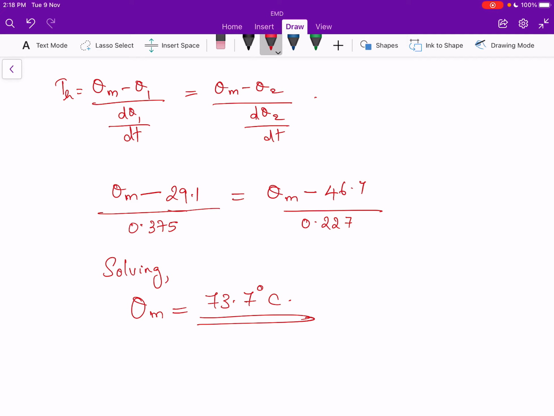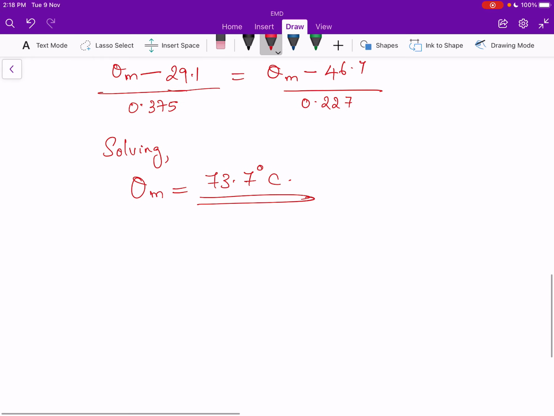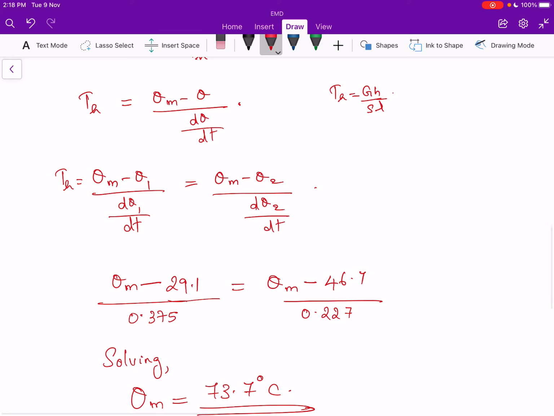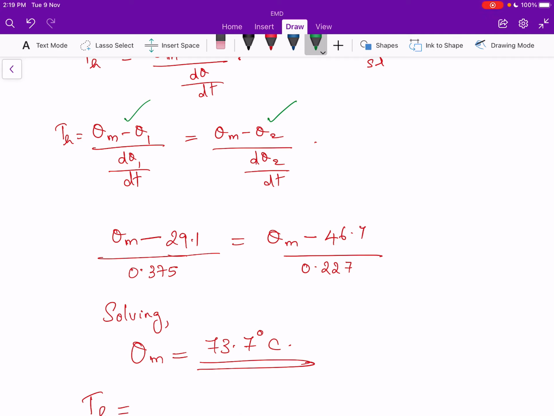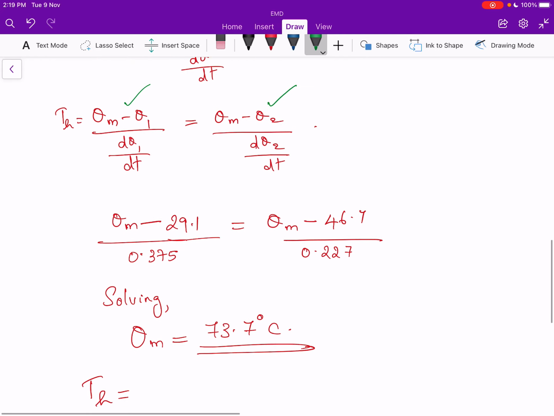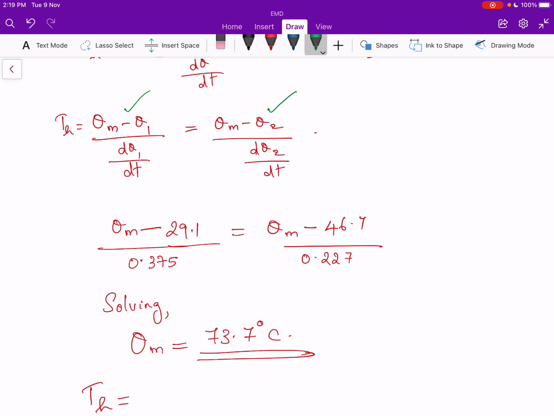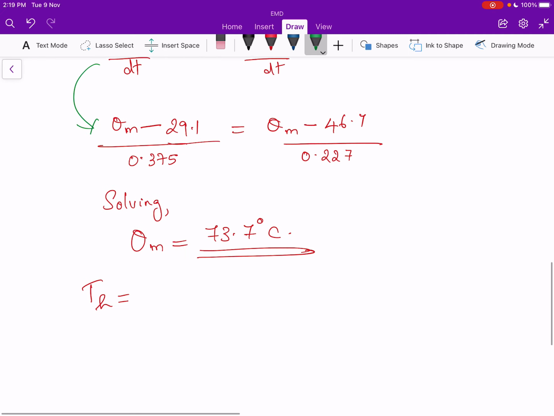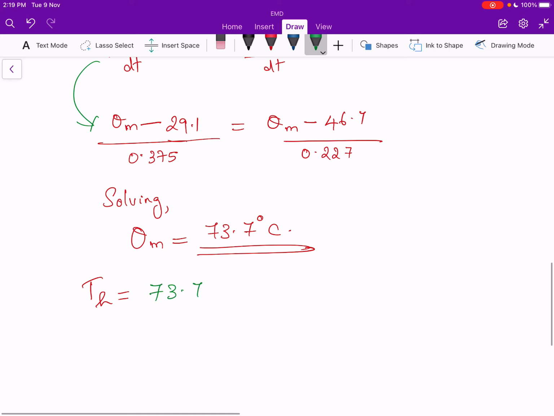Now we are also asked to find the heating time constant. Heating time constant is Th. So we know that Th is equal to theta m minus theta 1 by d theta 1 by dt, or it is equal to this expression theta m minus theta 2 divided by d theta 2 by dt. So we have found the value of theta m now. Now we can substitute that value of theta m over here in any of these two expressions and find Th. So we can substitute that in the first expression itself, theta m minus theta 1 by d theta 1 by dt. So theta m is 73.7 minus 29.1 divided by 0.375.